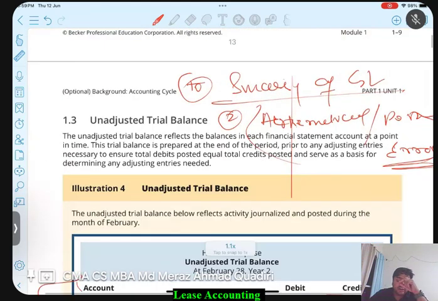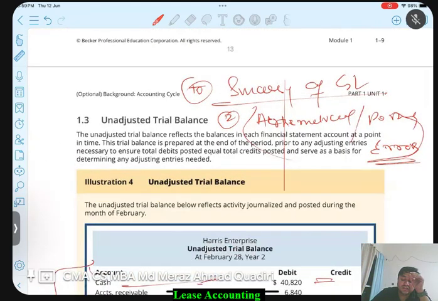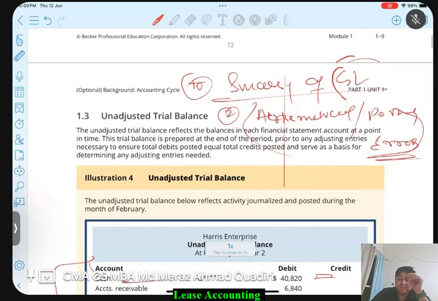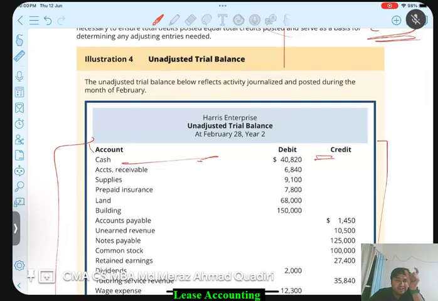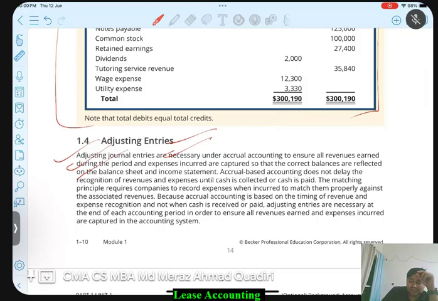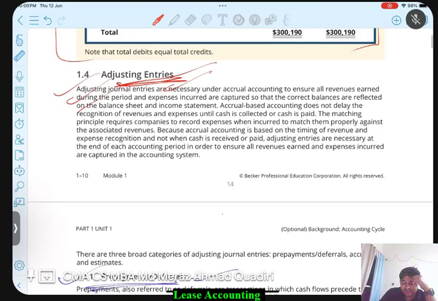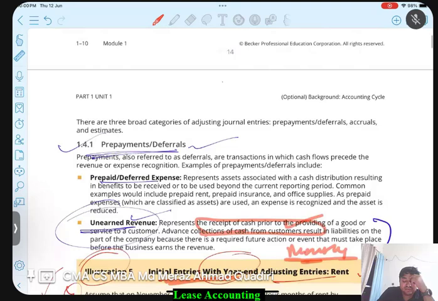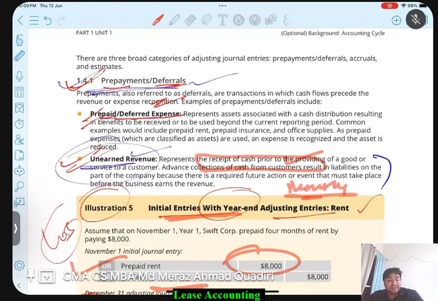Now coming to the trial balance. Once everything is done, you summarize all the GLs to check the arithmetical accuracy in one place, and that is called the trial balance. Trial balance is checking the arithmetical accuracy of a transaction. Once it is done, then you need to pass some adjustment entry. The adjustment entry will be like prepaid deferrals, like prepaid and deferred expenses, and these are the entries which you need to take into your trial balance.